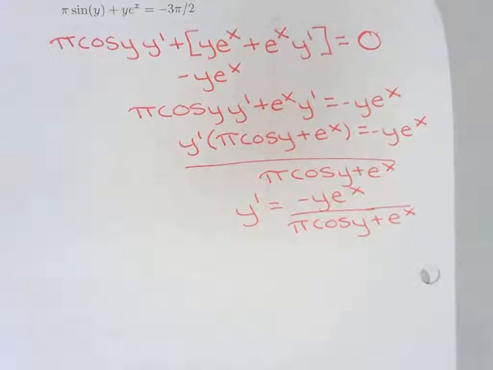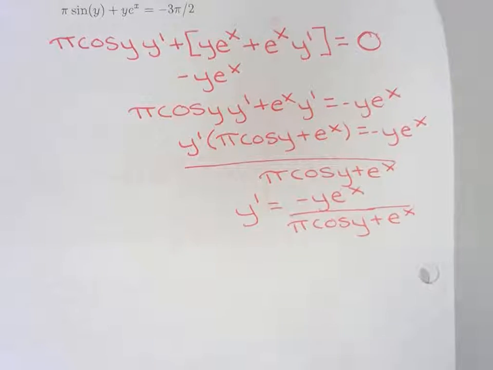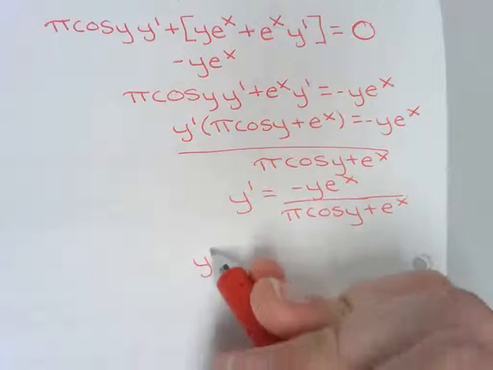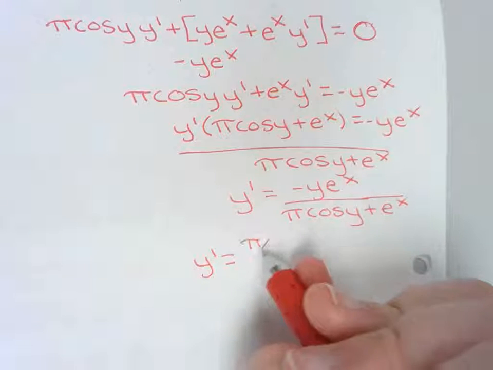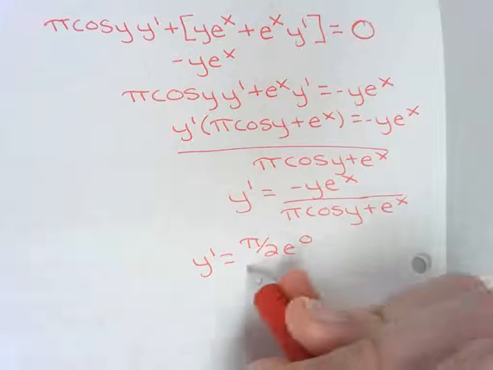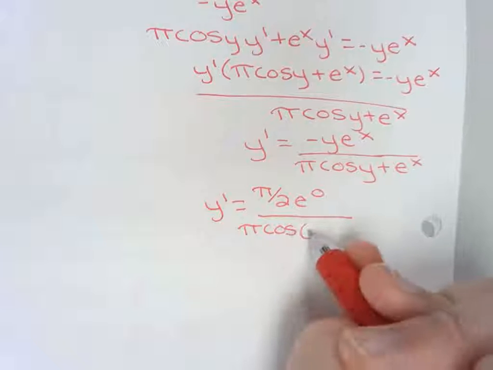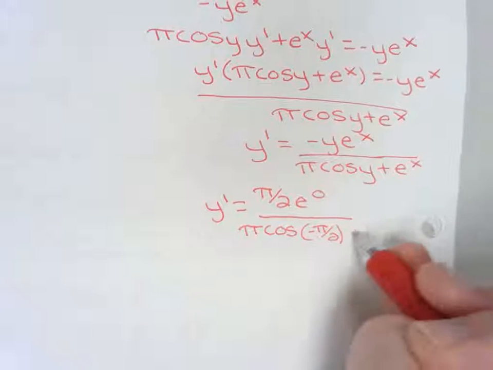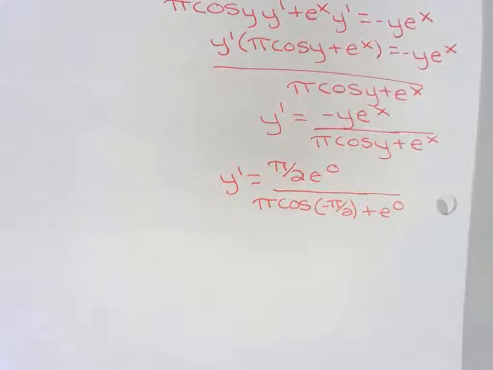But we're not done because I want the slope of the tangent line. So I need to use this equation, plug in x and y to find a slope, and then I can plug in slope m and x and y into y equals mx plus b and find b. So let's start plugging in. Y is negative pi over 2, so it's going to become a positive pi over 2, e to the 0 over pi cosine of negative pi over 2 plus e to the 0. Anything to the 0 power is 1, so those will work out nicely.